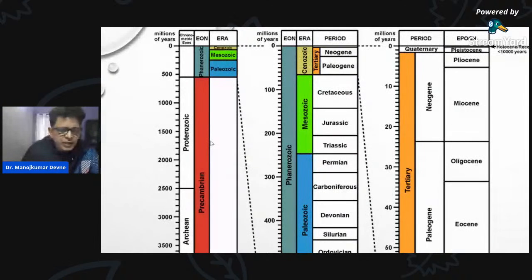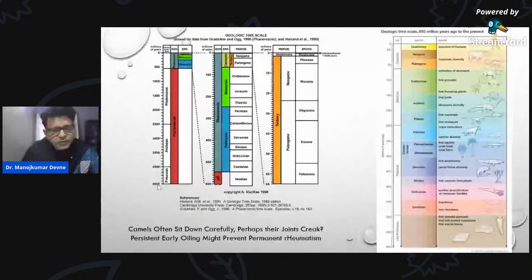Now, if you are able to see these numbers on your screen, the oldest they have written here is 4,600 million years. So 4.6 billion years ago it starts. However, you'll see that it is quite blank till it comes to 500 million years.